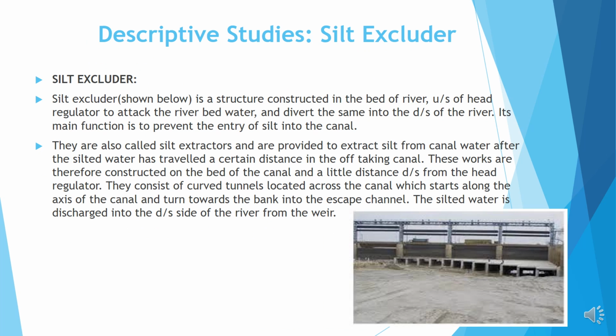Silt excluder. A silt excluder is a structure constructed in the bed of the river upstream of the head regulator to attack the riverbed water and divert the same into the downstream of the river. They are also called silt extractors and are provided to extract silt from canal water after the silted water has traveled a certain distance in the off-taking canals. These works are therefore constructed on the bed of the canal a little distance downstream from the head regulator. They consist of curved tunnels located across the canal which start along the axis of the canal and turn towards the bank into the escape channel.